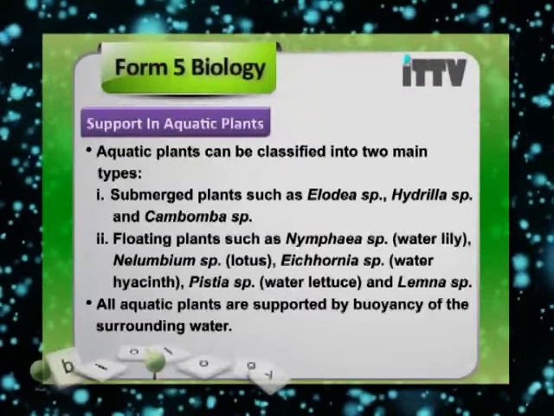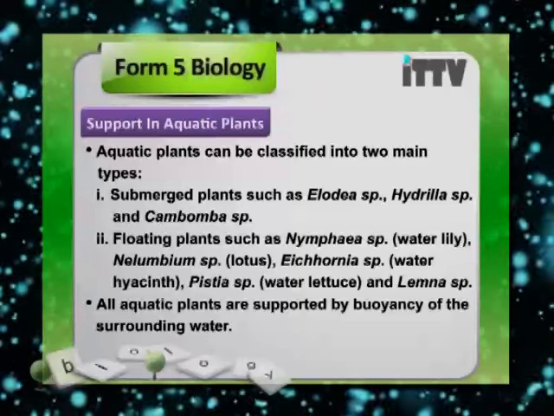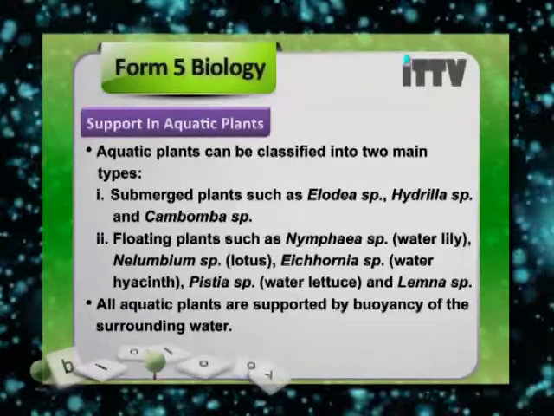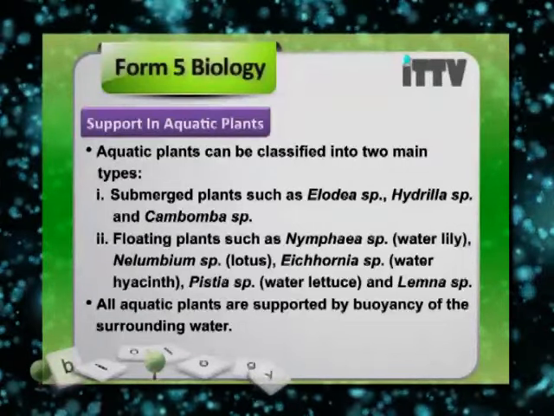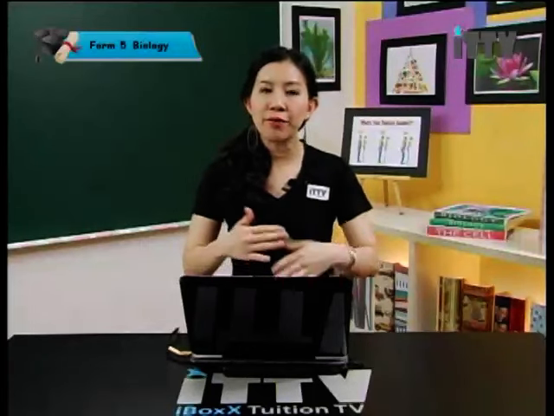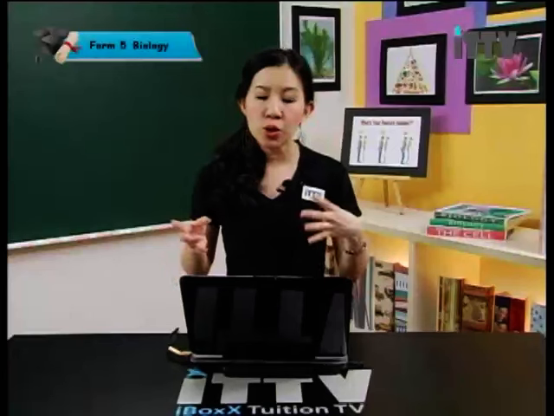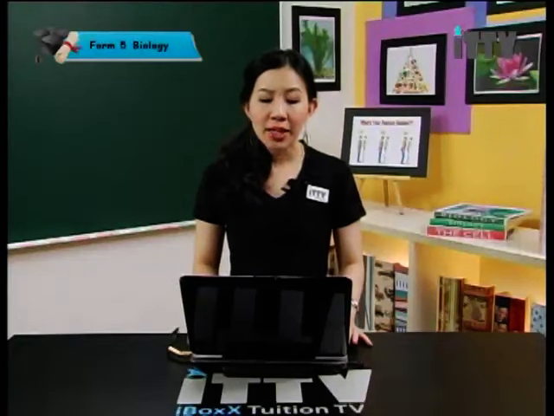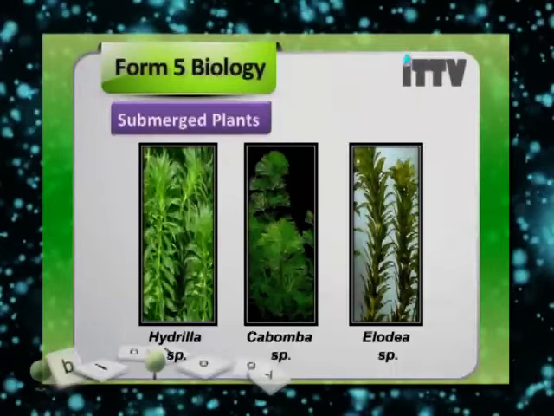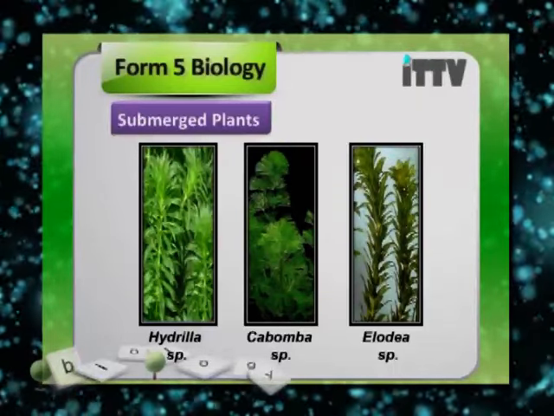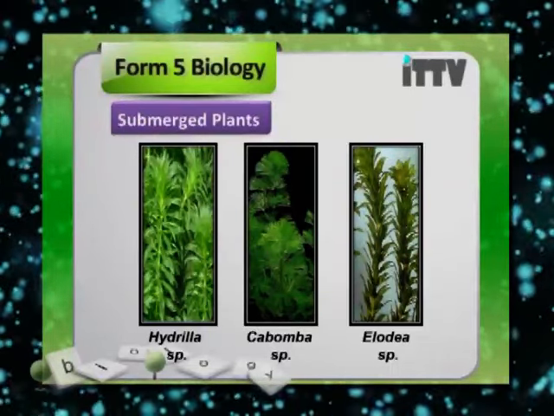So all aquatic plants are supported by buoyancy of the surrounding water. So we have those plants that are submerged, that means they are found at the bottom of the seabeds, and we have those which are floating plants. Now let us look at some pictures of submerged plants like the Hydrilla, Cabomba, and Elodea. These are all the genus names, not the specific species.